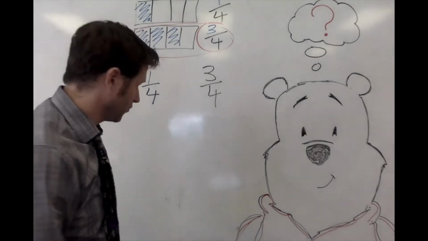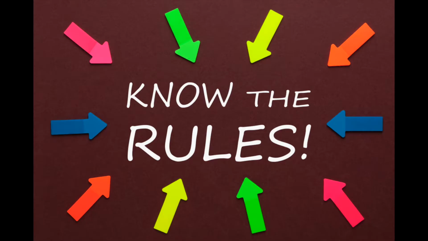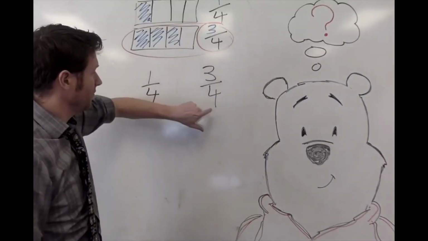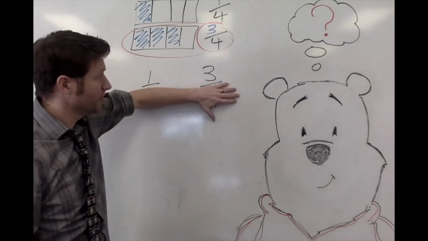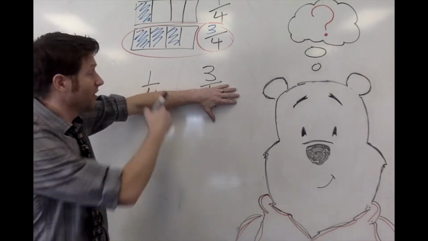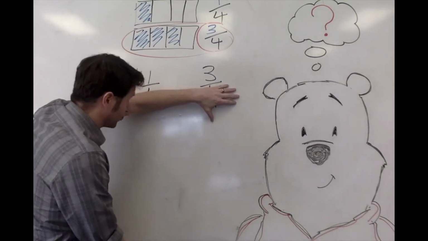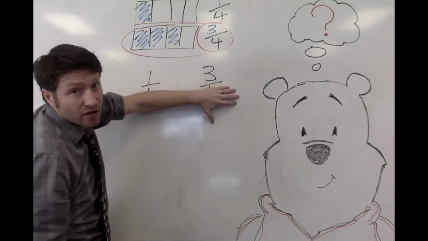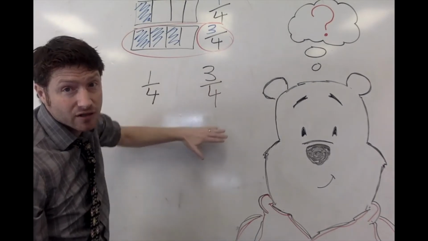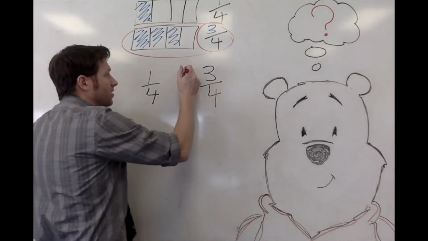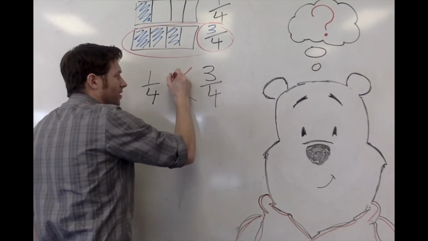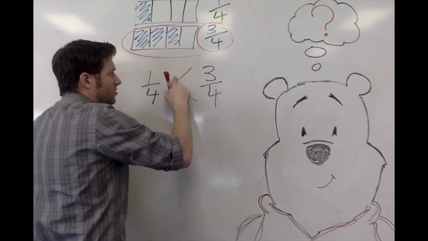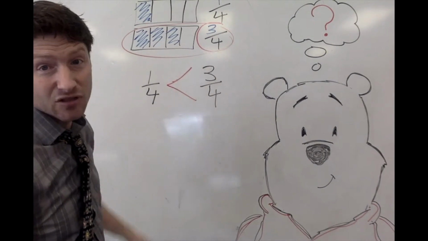But there's a special rule that we know about this. If we have the denominators the same, we can cover up the denominators and just look at the numerator and compare the numerator and say 3 is bigger than 1. So whenever the denominator is the same, we can do this trick. 3 is bigger than 1. So let's show that by the universal math symbol. That means 3 is bigger than 1.